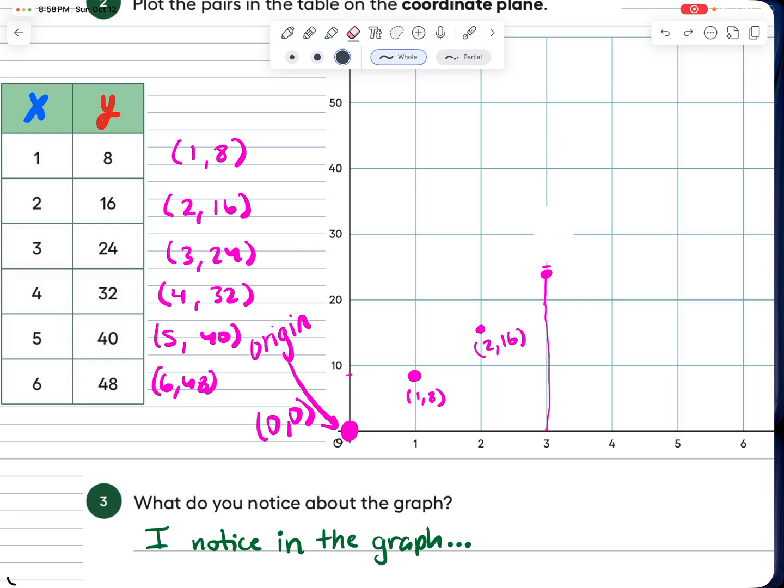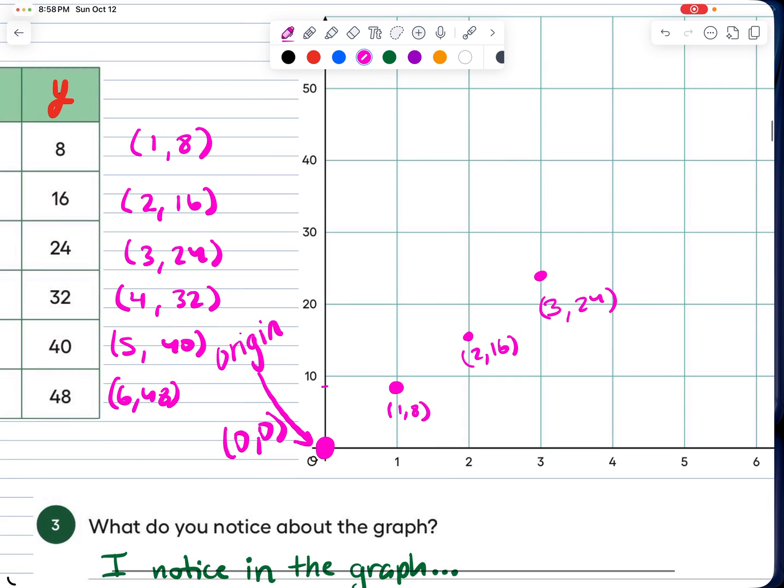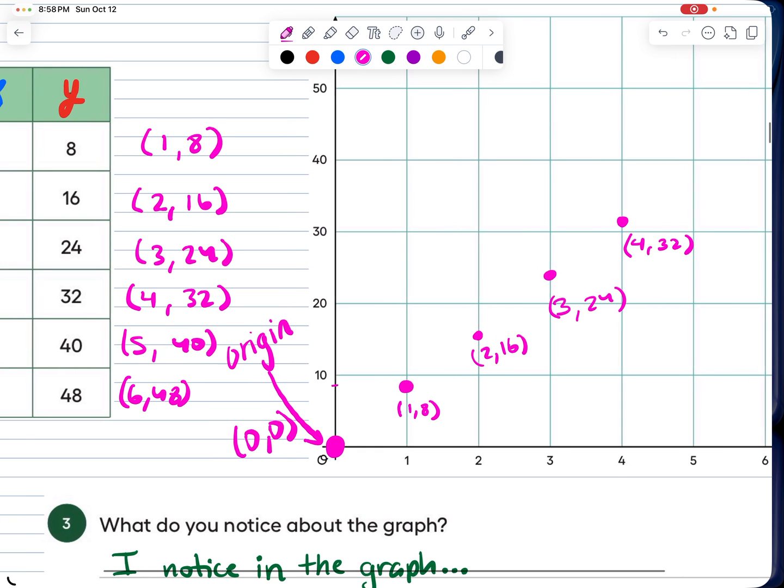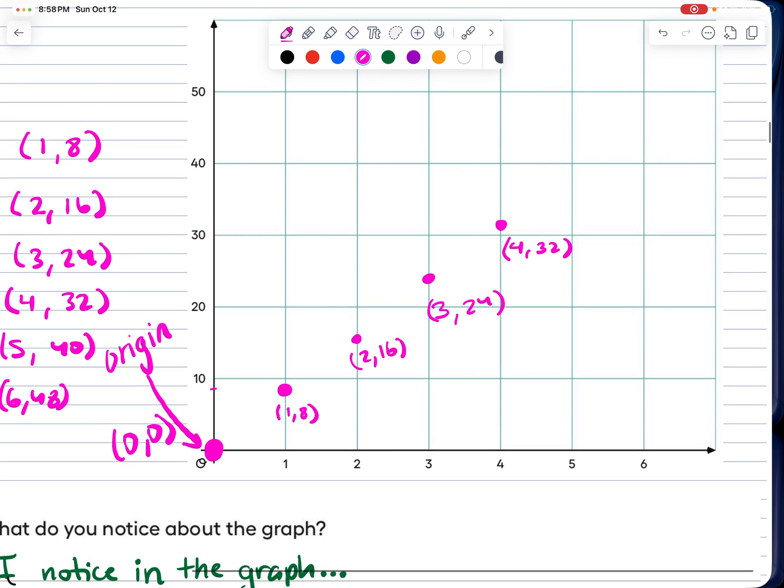Oh, no, too much erase. There you go. Okay. So this is 3 and 24. And then 4 and 32. So here's 4. 32 would be maybe like right here. 4 is like right here. So about here. Not perfect, but right there somewhere. Close enough. As long as I get as close as I can, as almost perfect, it's fine.